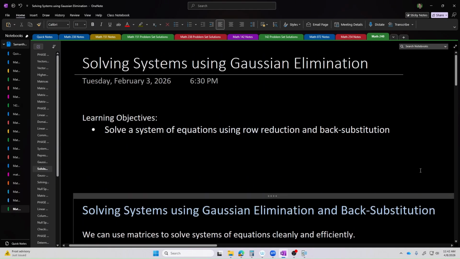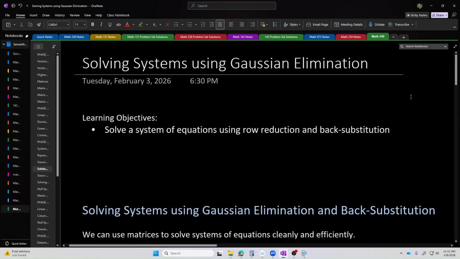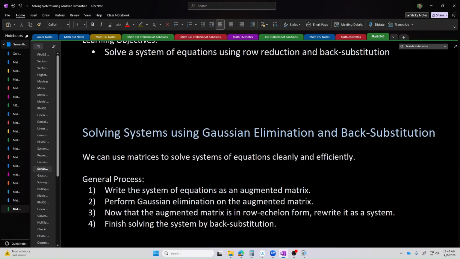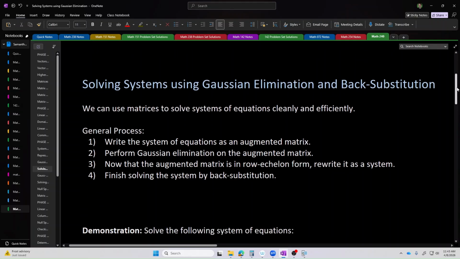So in the previous video, we learned how to use Gaussian elimination to take a matrix, typically the augmented matrix for a system of equations, and write it in row echelon form. Row echelon form being the augmented matrix equivalent of what the system of equations look like after you have finished the process of eliminating as many variables as possible in the system.